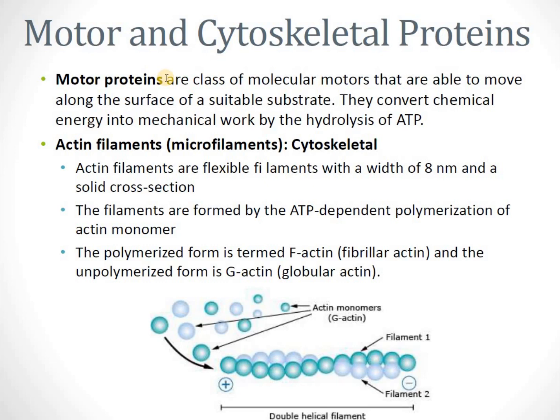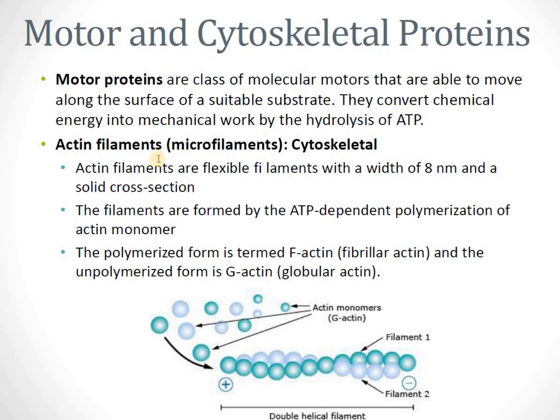Okay. The actin filaments are microfilaments of the cytoskeleton. Actin filaments are flexible filaments with a width of 8 nanometers and a solid cross section. The filaments are formed by ATP dependent polymerization of actin monomers. The polymerized form is termed F-actin, the fibrillar actin, and the unpolymerized actin is called globular actin.